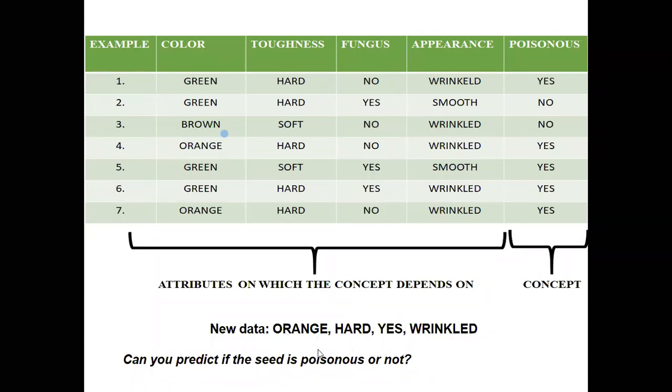So when you see this new data, can you tell me whether it's a poisonous herb or non-poisonous? Reply. I want everyone to find out whether it is poisonous or non-poisonous. You have examples here, seven examples. When you see the new data and when you compare it with the given examples, what do you think? Is it poisonous or non-poisonous?